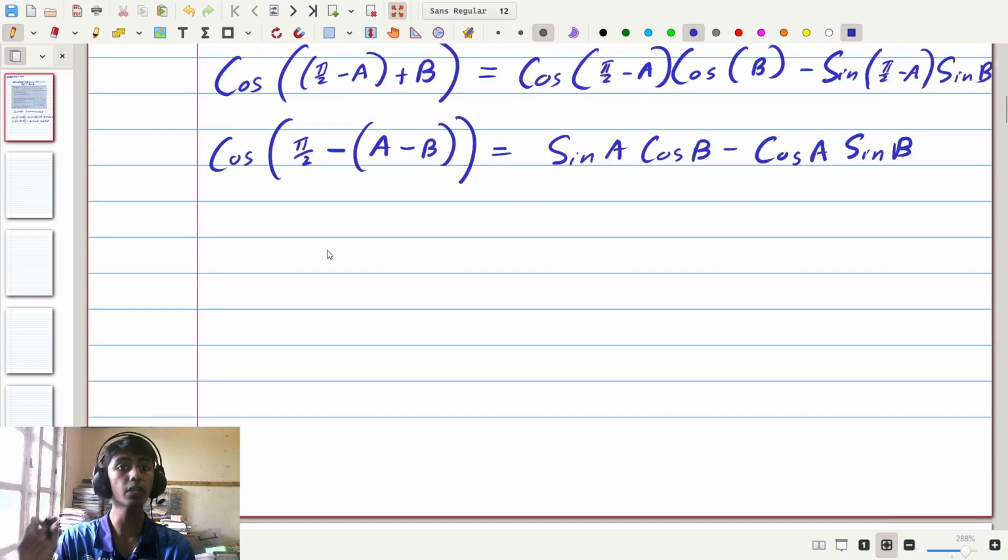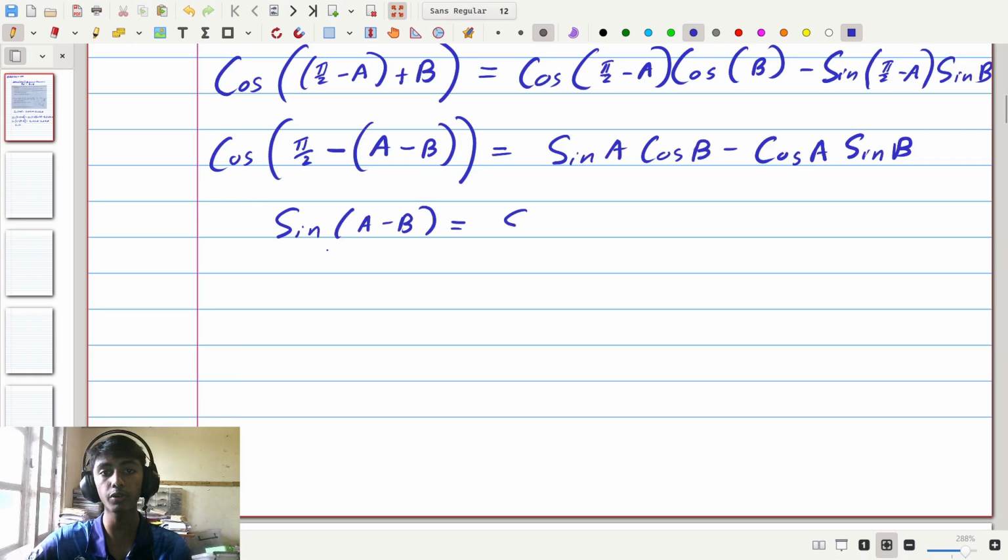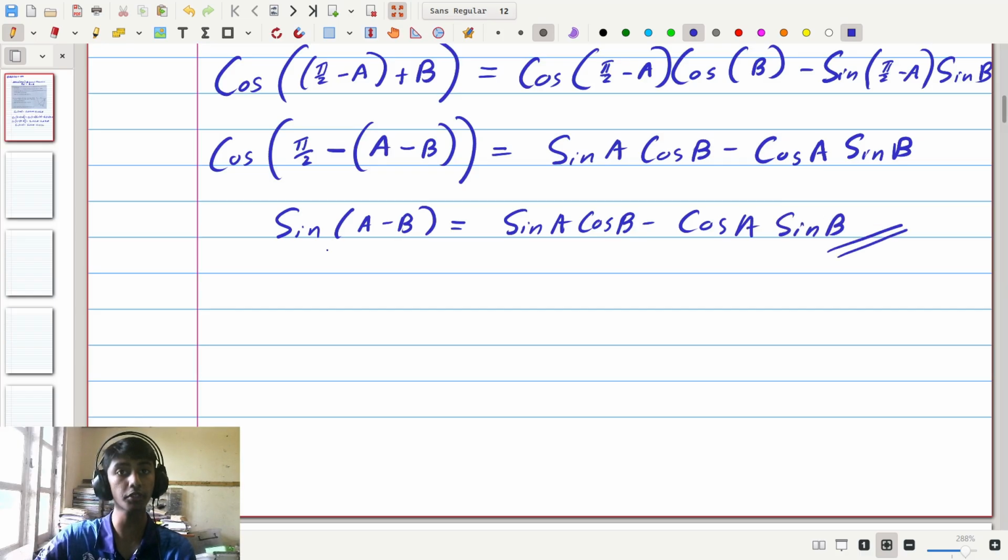Now, if we take a look at the left hand side, we can see the left hand side is also of the form cosine of pi by 2 minus some angle, and therefore it will be the sine of that same angle. So therefore the left hand side here is going to be equal to the sine of a minus b, and the right hand side is going to be equal to the sine of a times the cosine of b minus the cosine of a times the sine of b. And we can see here what we obtained is an expression for the sine of a minus b in terms of sine a, sine b, cos a and cos b. So this is exactly the answer that we wanted.